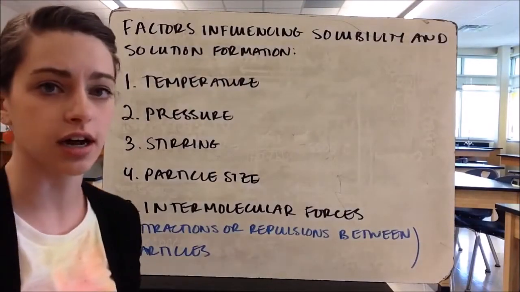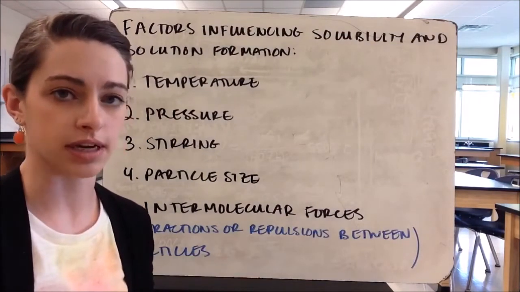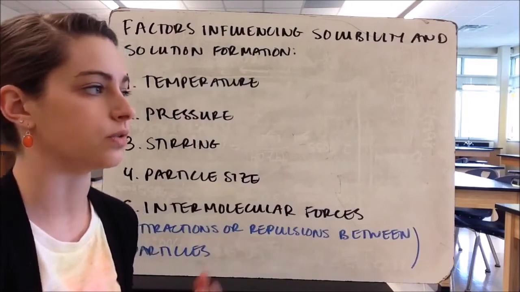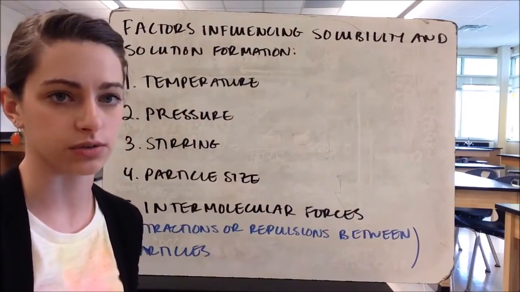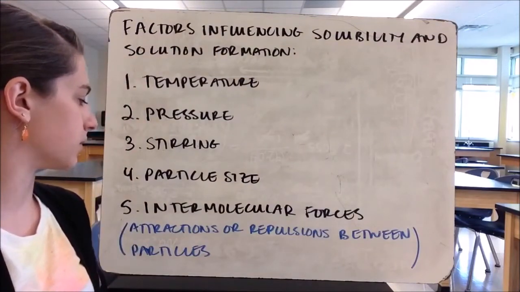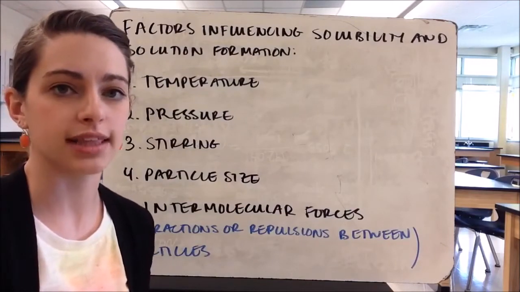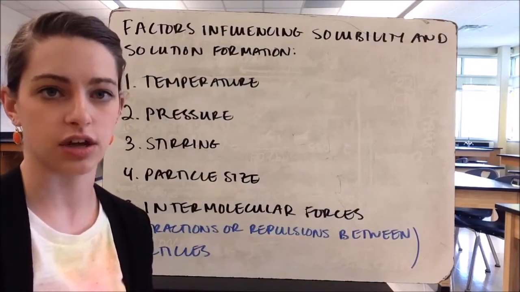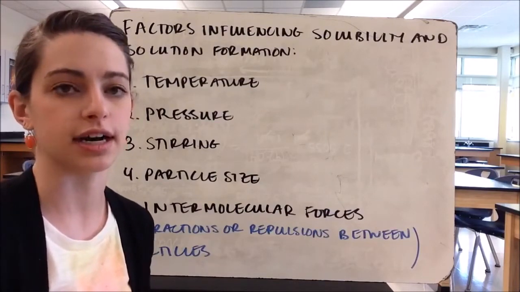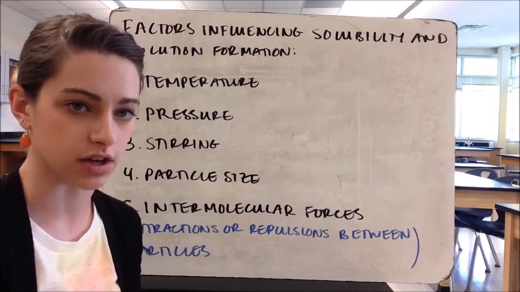The third thing is stirring. We all know that if we want something to dissolve faster, we stir it up because we're helping to break it apart. We're helping to expose the surface area of the solute to the solvent. So that helps speed up the rate at which something will dissolve. Then there's particle size. We know that if we break things up into smaller pieces, they're going to dissolve faster. Again, that has to do with surface area. The greater your surface area, the more likely it is to dissolve, and the faster it's going to dissolve.